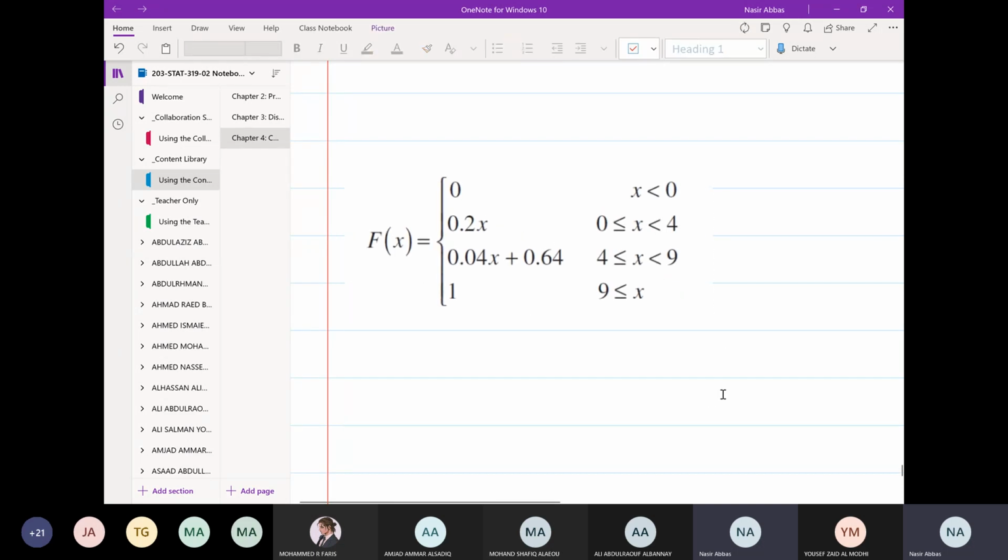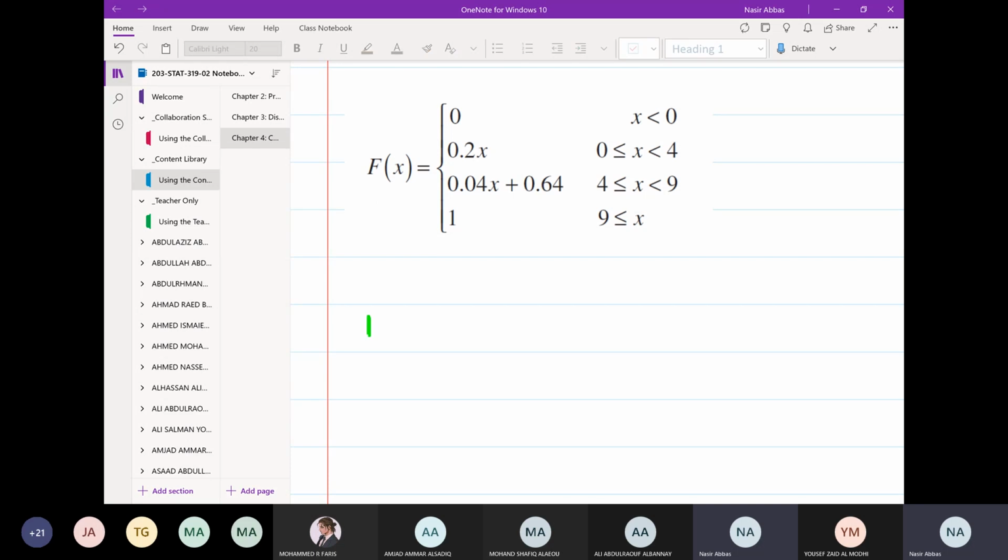This is the CDF I picked from the book. It's from 0 to 9, but there is a split point at 4. Now, if you put 4 in the first one or the second one, you will get the same CDF. Now, what if I ask you to give me, for example, P45 here?